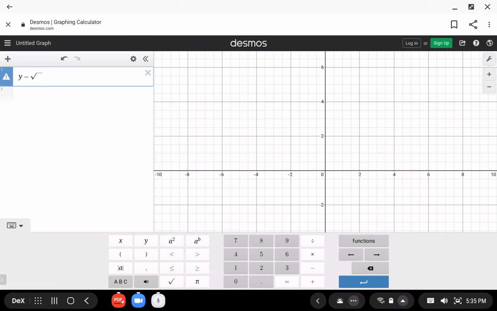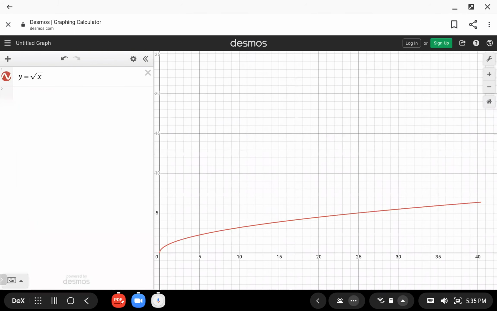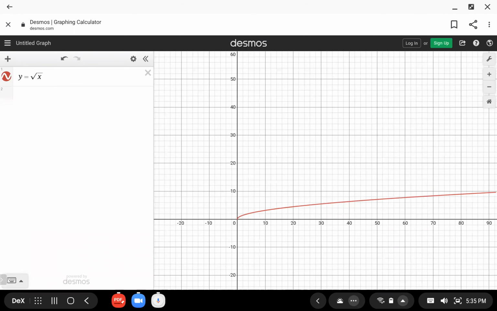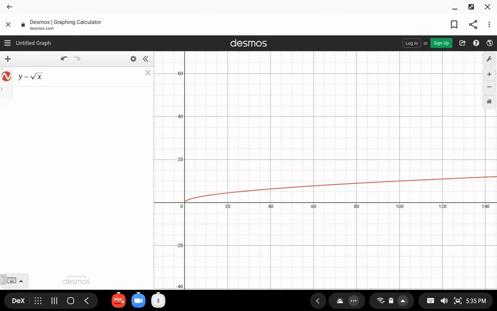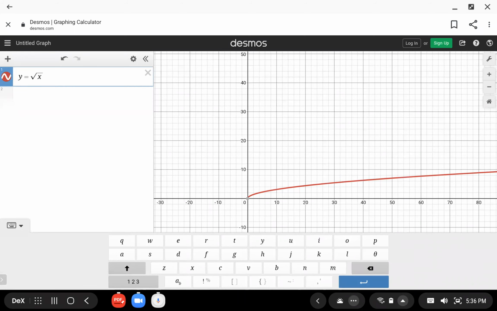So let's just add square root of x here. See, this is the parent function. It goes on forever. It is the most basic, simplest function we can get with square root functions. Let's add a. So what does a do?